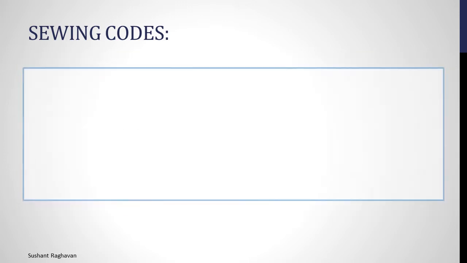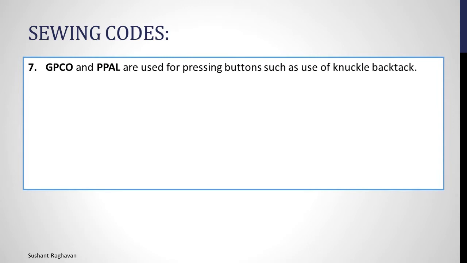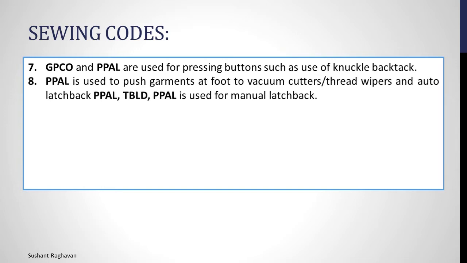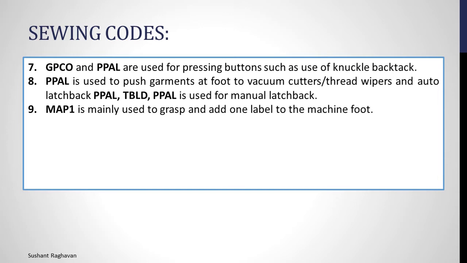Sewing codes. GPCO and PPAL are used for pressing buttons, such as use of knuckle back tack. PPAL is used to push garments at the foot of vacuum cutters, thread wipers and auto latchback. PPAL, TBLD, PPAL is used for manual latchback. MAP1 is mainly used to grasp and add one label to the machine foot.